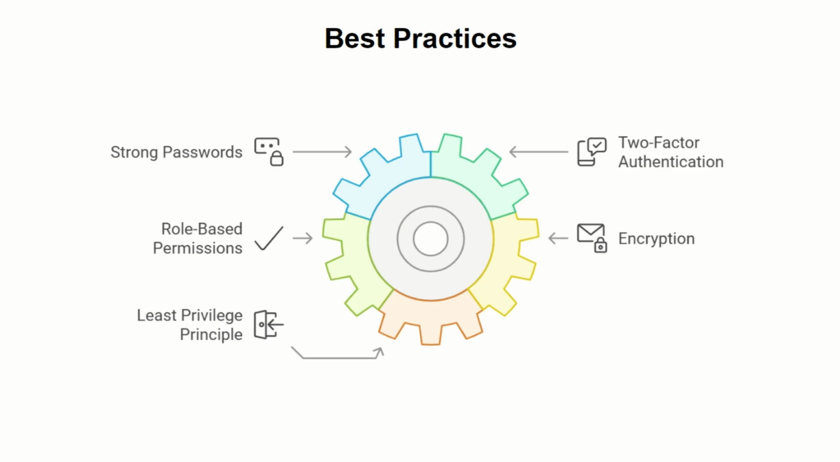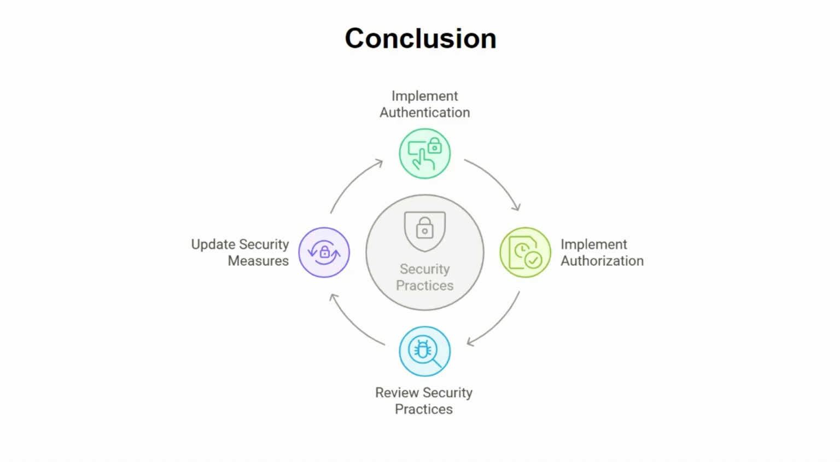The best practices for authentication and authorization are using strong, unique passwords, implementing two-factor authentication for all sensitive accounts, regularly updating and reviewing role-based permissions, using encryption to protect sensitive authentication data, and implementing the least privilege principle, granting only the minimum access required. To conclude, authentication and authorization are essential for maintaining security and privacy in digital systems.